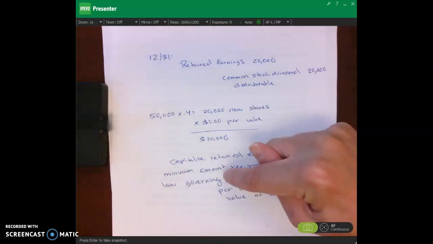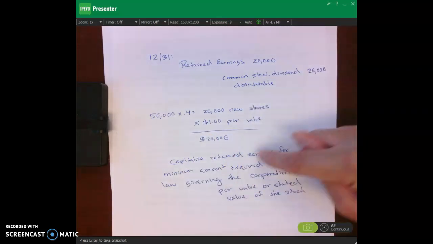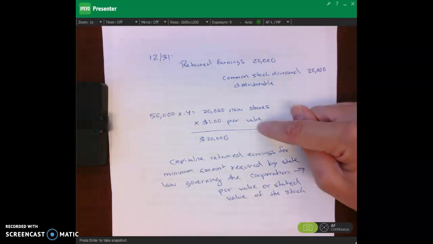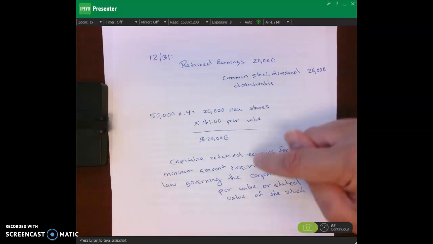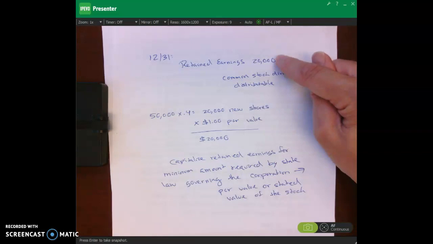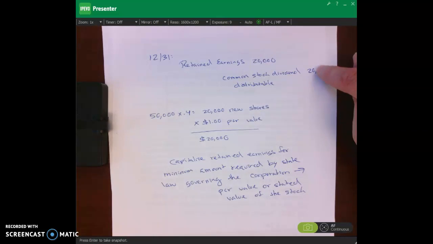And so then what I do, capitalize retained earnings for the par value or the stated value. We're not given the stated value, so we're using the par value as the minimum required amount for state law. So I will decrease retained earnings by $20,000, and I decrease retained earnings with a debit. So I will debit retained earnings for $20,000, and then I credit my common stock dividend distributable. This is on the date of declaration for that $20,000.